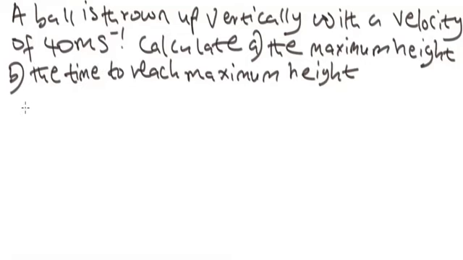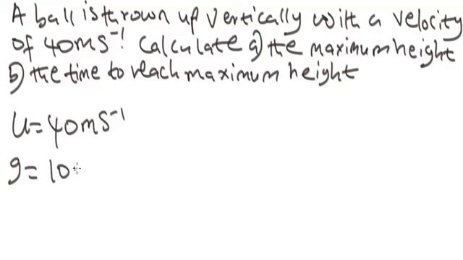Remember what I told you initially when I was starting this video. Since it's going against gravity, our g will be negative. So let's write our parameters. Our initial velocity is 40 meters per second. Then our g will be 10 meters per second square. Remember, g will be negative, not positive. We're looking for the maximum height, so x is unknown. Then our v will be 0.